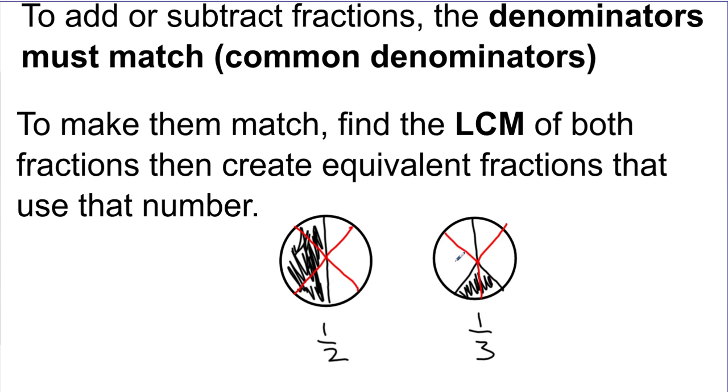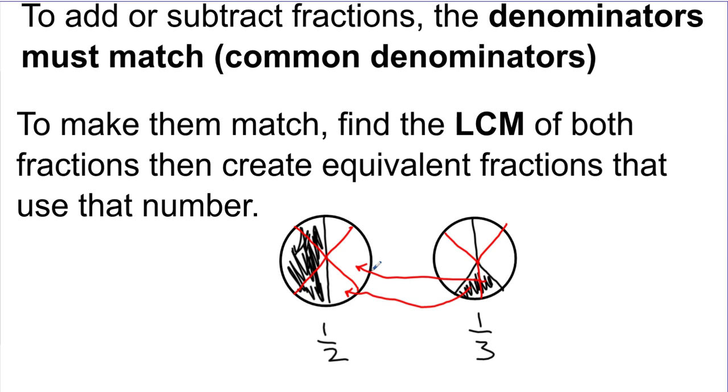If I were to take this, it now has 1, 2, 3, 4, 5, 6 regions, so now I can compare them. I can say, well, 1/2 is 3 out of 6 regions, and 1/3 is 2 out of 6 regions. Well, now I can say in total I have 5 out of 6 regions filled up. I could actually take this one and put it here, and take this one and put it here and say, look, 5 out of the 6 regions have been filled.